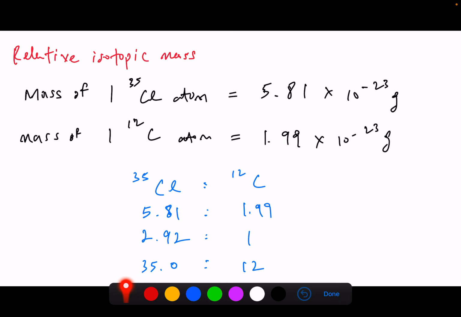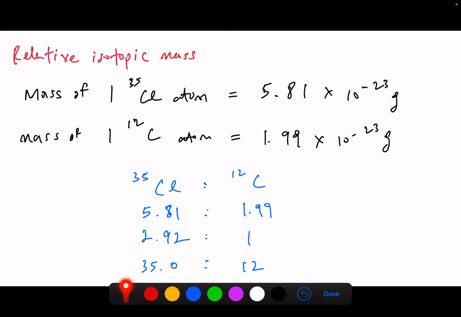If we divide both sides by 1.99, we get 2.92 is to 1. And remember, we mentioned that this carbon 12 atom is assigned a relative isotopic mass of 12. So we multiply both sides by 12, and we get 35 for chlorine and 12 for carbon. So essentially, this is what we mean when we say relative mass, because we're always comparing to this carbon 12 atom here.